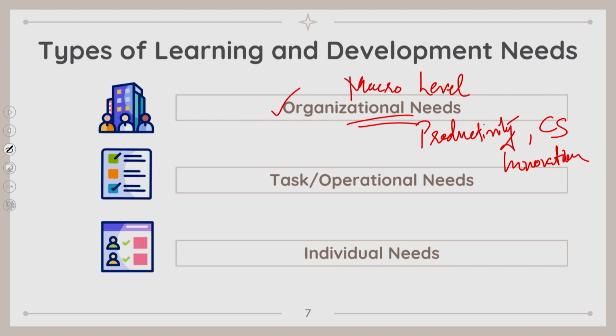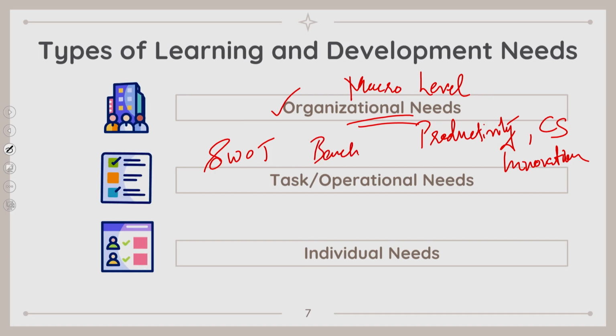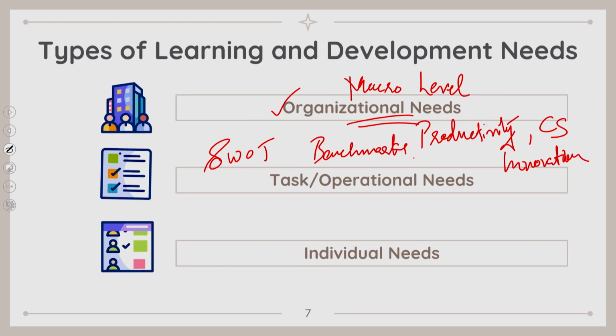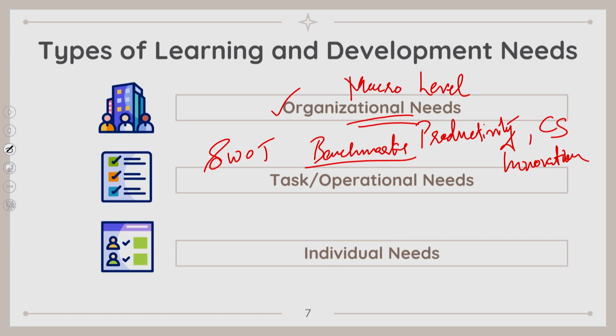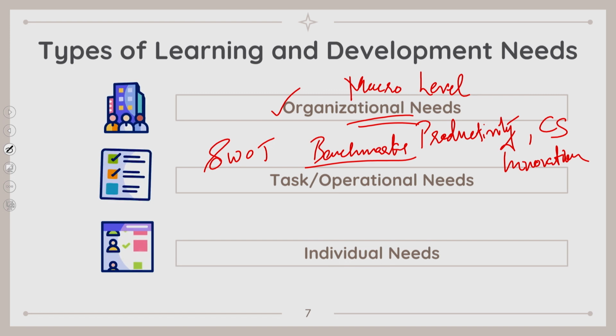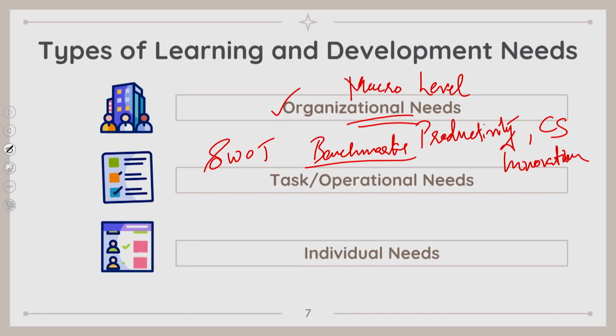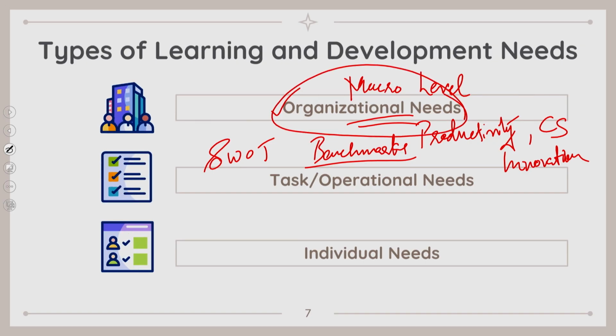Or maybe a financial services firm may need to train employees on compliance regulations to mitigate legal risk. So, assessment methods can be strategic planning documents, the SWOT analysis, strengths, weaknesses, opportunities and threats, or maybe industry benchmarks. Those are all relevant industry trends. So, all these are typically the assessment methods when we talk about organizational needs.